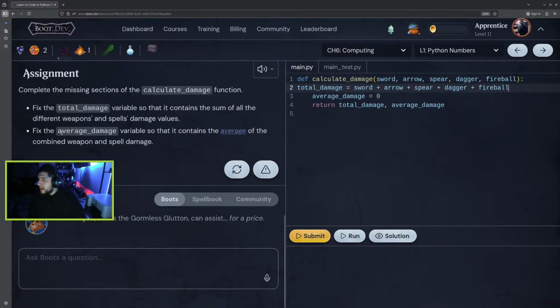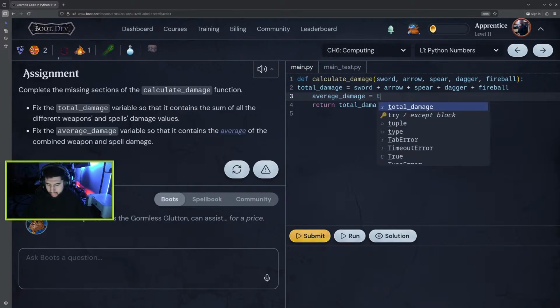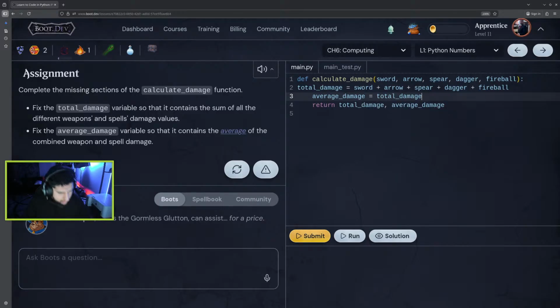Alright. Fix the average damage variable so that it contains the average of the combined weapon and spell damage. So average damage will equal total damage divided by 1, 2, 3, 4, 5. 5. Because look, it says sword, arrow, spear, dagger. All 5 of these added together will make up the total damage. And then the average damage is the total damage divided by 5 to get the average.